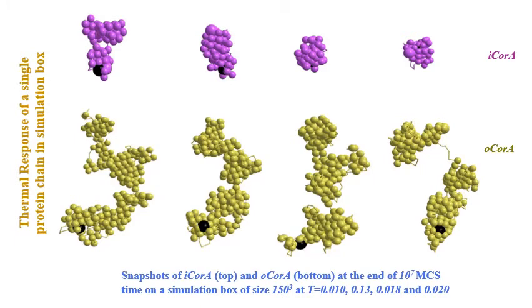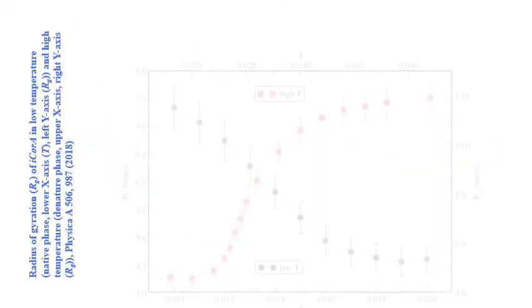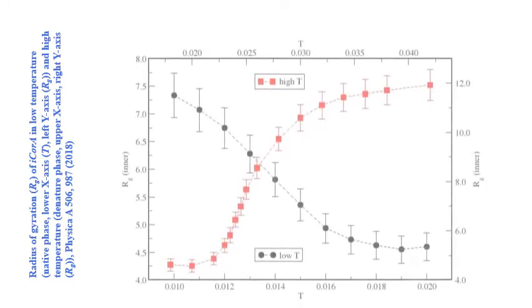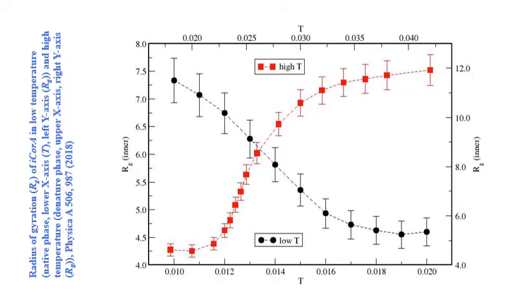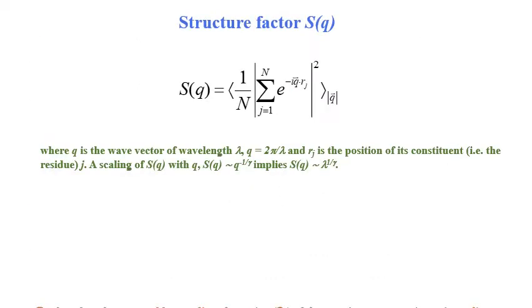Let us look at some characteristics of only one protein chain in the simulation box. The snapshots of the inner segment of the protein show conformational consolidation on raising the temperature in the native phase. The variations in size of the outer segment do not show a clear trend. The inner segment is found to expand on heating in the denatured phase, while it contracts on heating in the native phase, in contrast. The outer segment is less sensitive to thermal response.